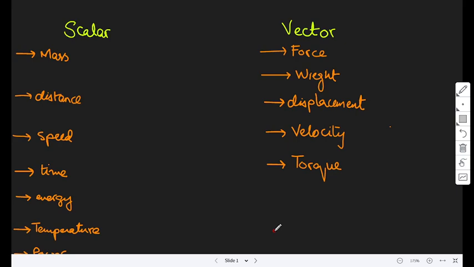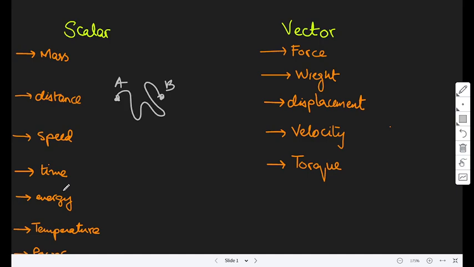Then there is the distance. Distance is the total length covered between 2 points. Let's say I go from point A to point B. So this is my total length covered between 2 points. Then there is speed. Speed is the change of distance per time. Then there is the time itself. Time has no direction.